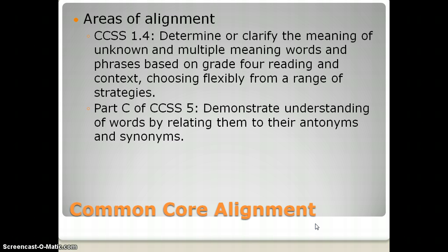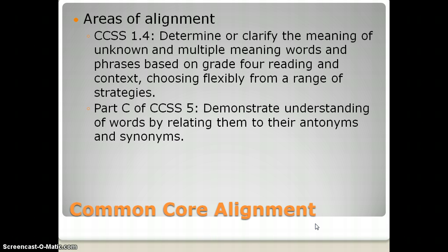Well, actually, I shouldn't say lots. There was some practice with those as well. The program also meets Part C of Common Core State Standard 5, which is to demonstrate understanding of words by relating them to their antonyms and their synonyms.